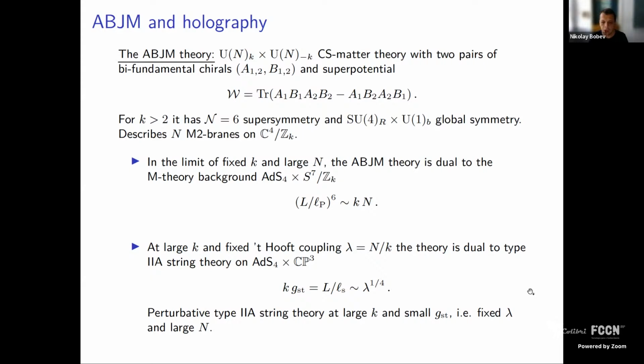Now, of course, in type IIA, I have another scale, the string scale, and this is how it's related to g_string and k and lambda. All right, so that's a lightning overview.